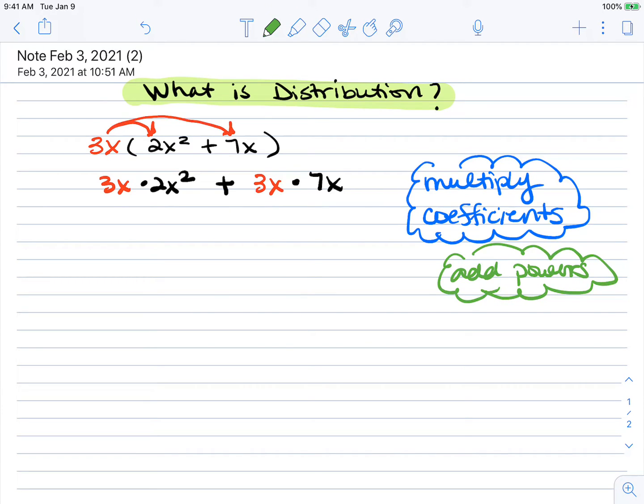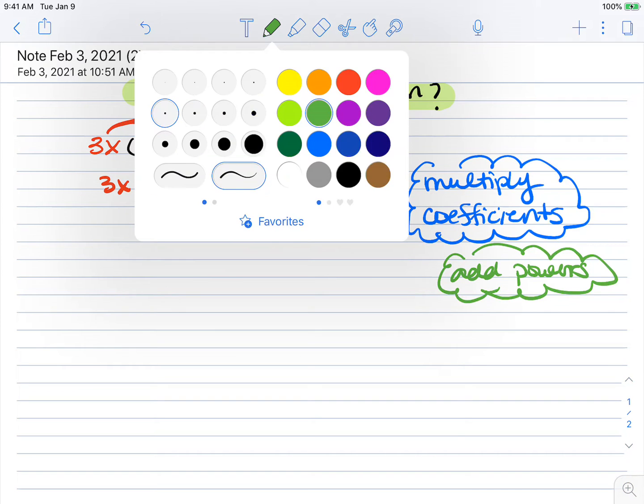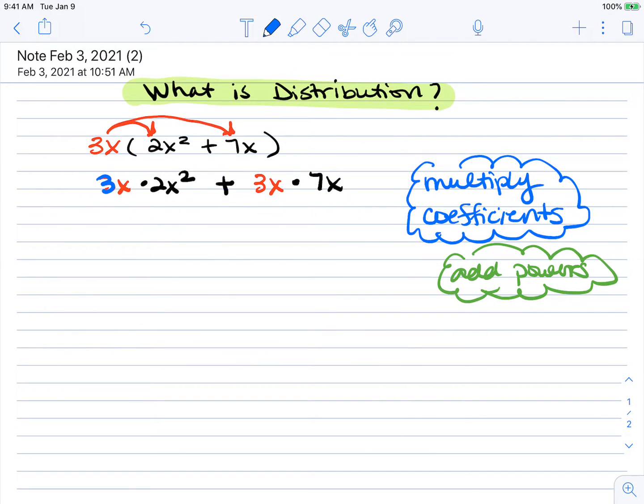Okay. Well, the coefficients, I'm going to rewrite over them in blue. The coefficient of 3 and the coefficient of 2, and I actually should be doing this in blue, my bad. So let's change this. The coefficient of 3 and the coefficient of 2, when I multiply those together, I'm going to get 6. So that's me multiplying the coefficients.